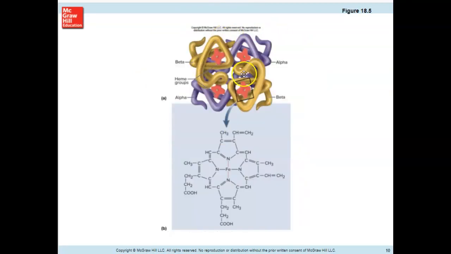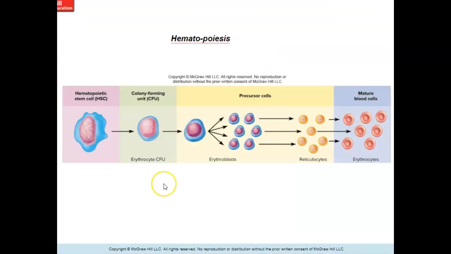You have 2 beta chains, 2 alpha chains, and 4 heme groups. This is the molecule of hemoglobin. Hemoglobin is its molecule. Very important. 2 beta chains, 2 alpha chains, and 4 heme groups. This is about the erythrocyte or the red blood cell.